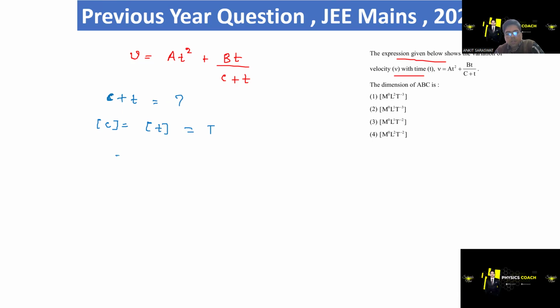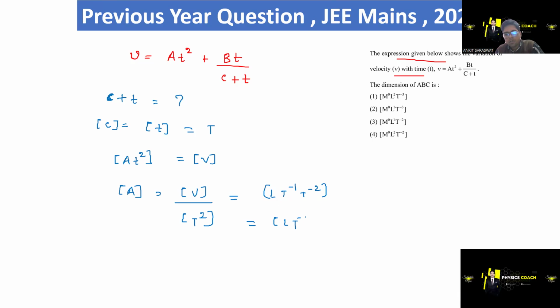Dimension of At², dimension of At² is equal to dimension of V. So you can write A will be dimension of V by T². So what is the dimension of V? Velocity is displacement by time, so LT^-1 divided by T^-2... so it comes out to be LT^-3.